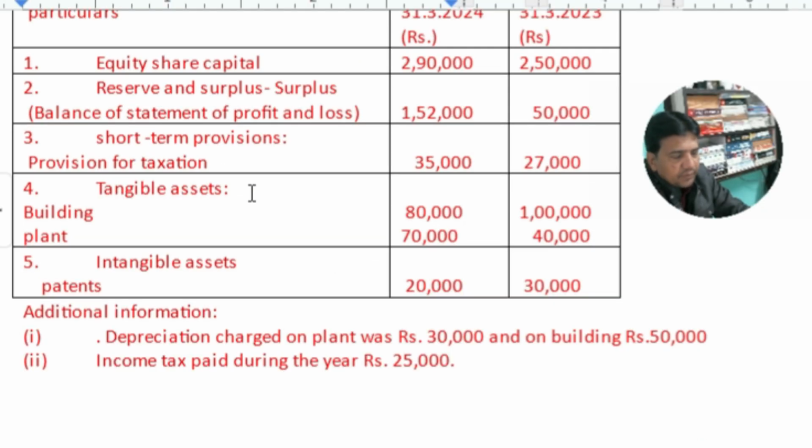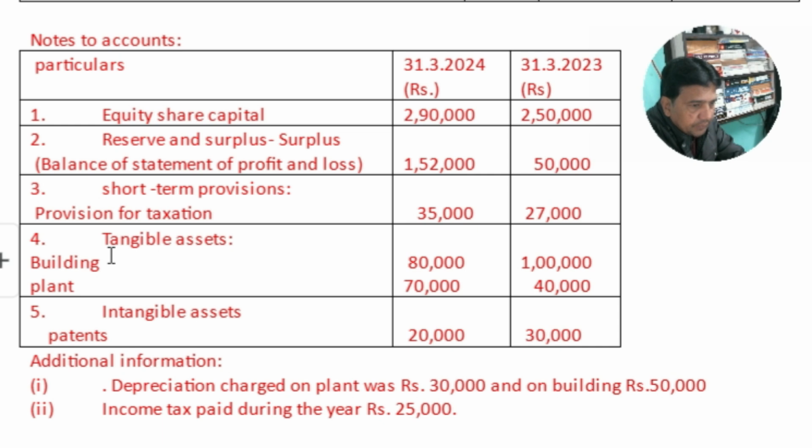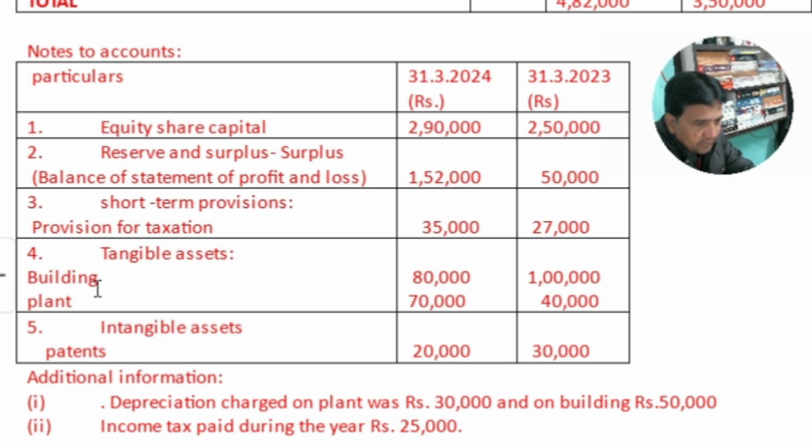Tangible assets: what are the different types of tangible assets the company is having? Here it is showing building and plant. On the face of the balance sheet we get only the total value, 1,50,000 and 1,40,000, indicating the different types of assets available in the company. In the notes to account, building closing balance is 80,000, opening balance 1 lakh. Similarly plant, closing balance 70,000, opening balance 40,000. The company has no furniture and no motor vehicles.